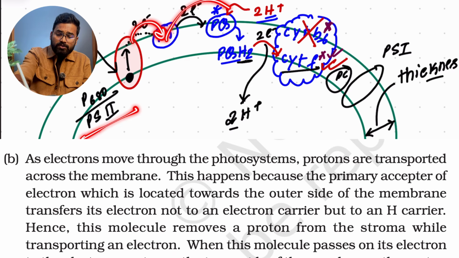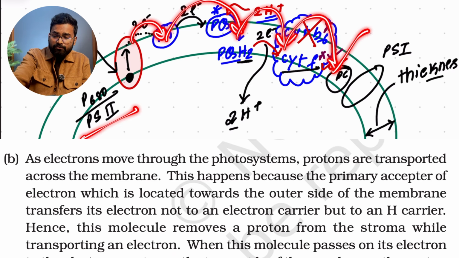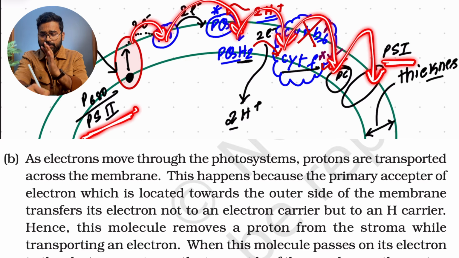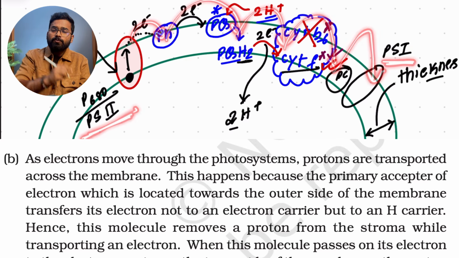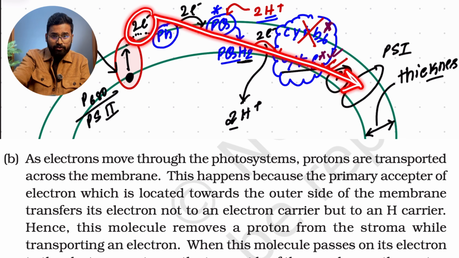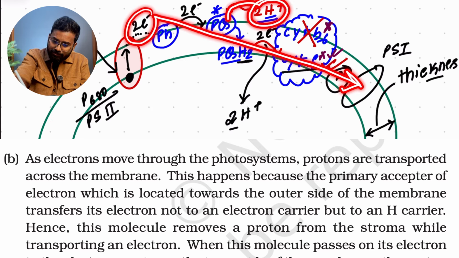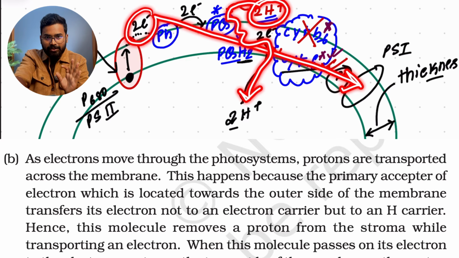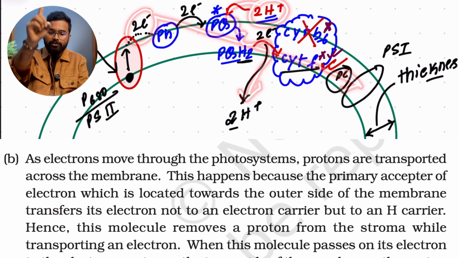As electrons move through the photosystem, that is from PS2 to PS1, protons are transported across the membrane. That is, as this electron moves from here up to here across the photosystem, protons are transported from PQH2 to here across the membrane.